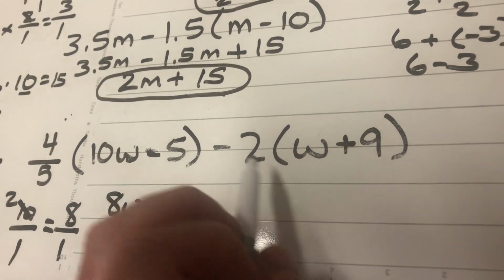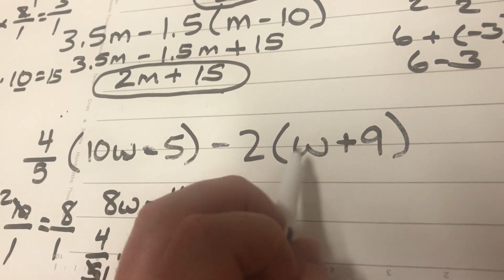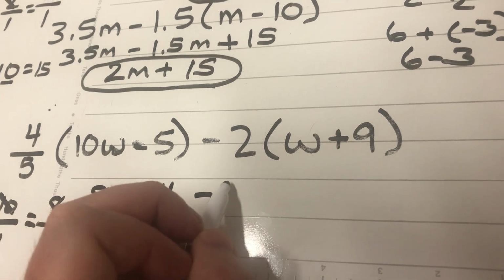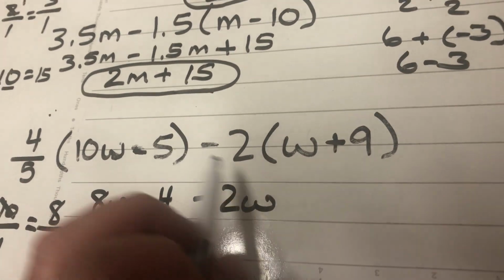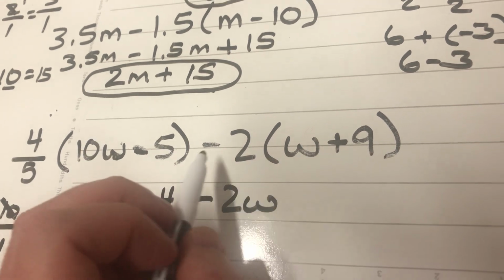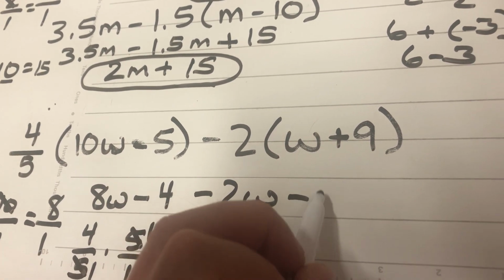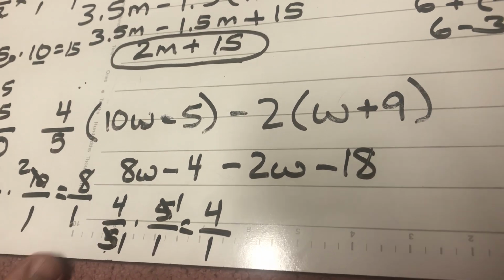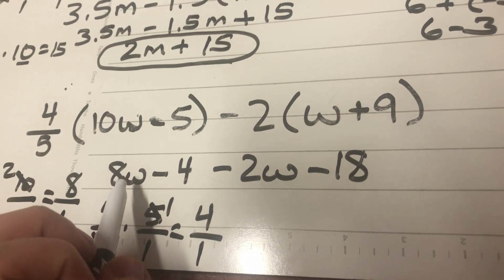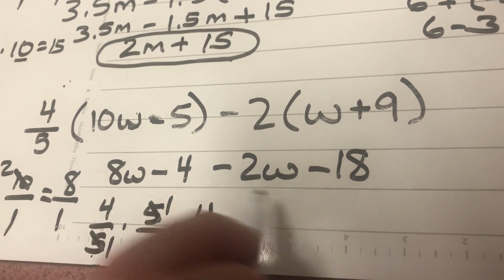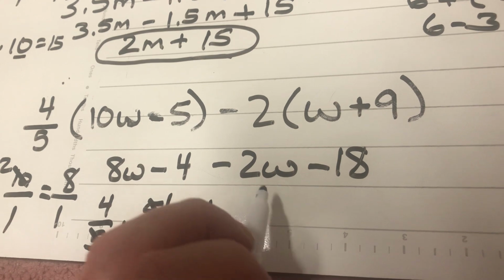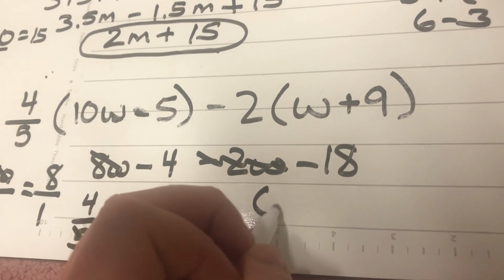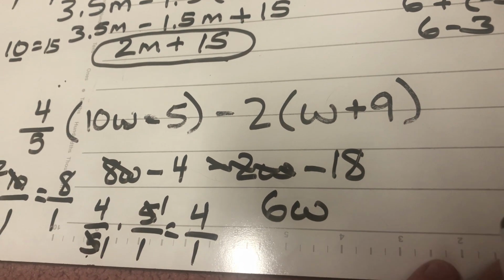Here I get a negative 2. So it's a negative 2 times 1w. A negative 2 times a positive 1 is going to be a negative 2w. And a negative 2 times a positive 9, a negative and a positive, gives me a negative answer of negative 18. So now I just need to simplify, and I can see that I have 8w minus 2w, or a positive 8 and a negative 2. Well, 8w minus 2w is going to be 6w.